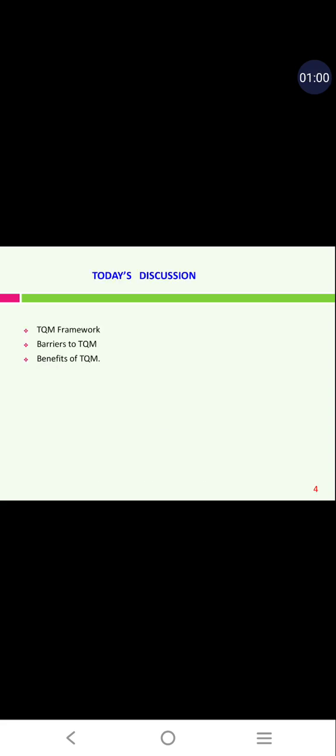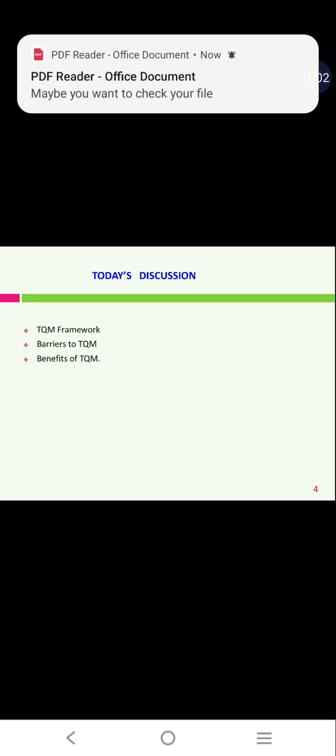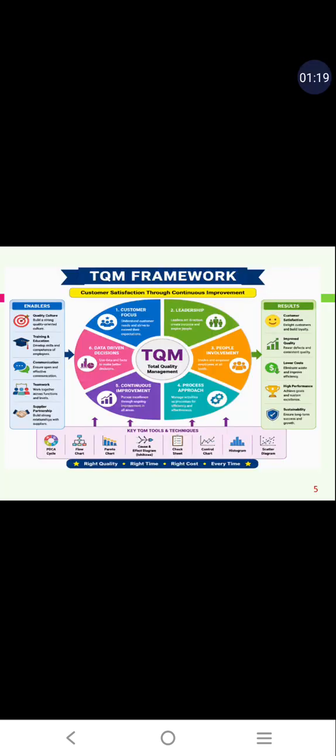So in today's class, what are the things we are going to discuss? We will be discussing TQM framework, barriers to TQM and benefits of TQM. These are the topics we are going to cover in today's session. First we will discuss the TQM framework.